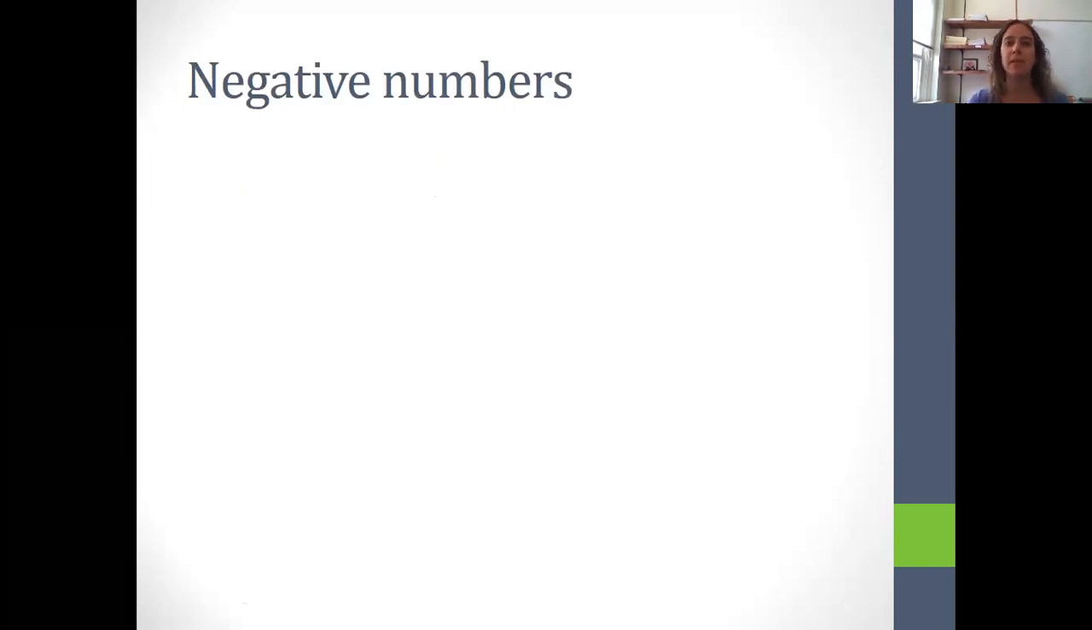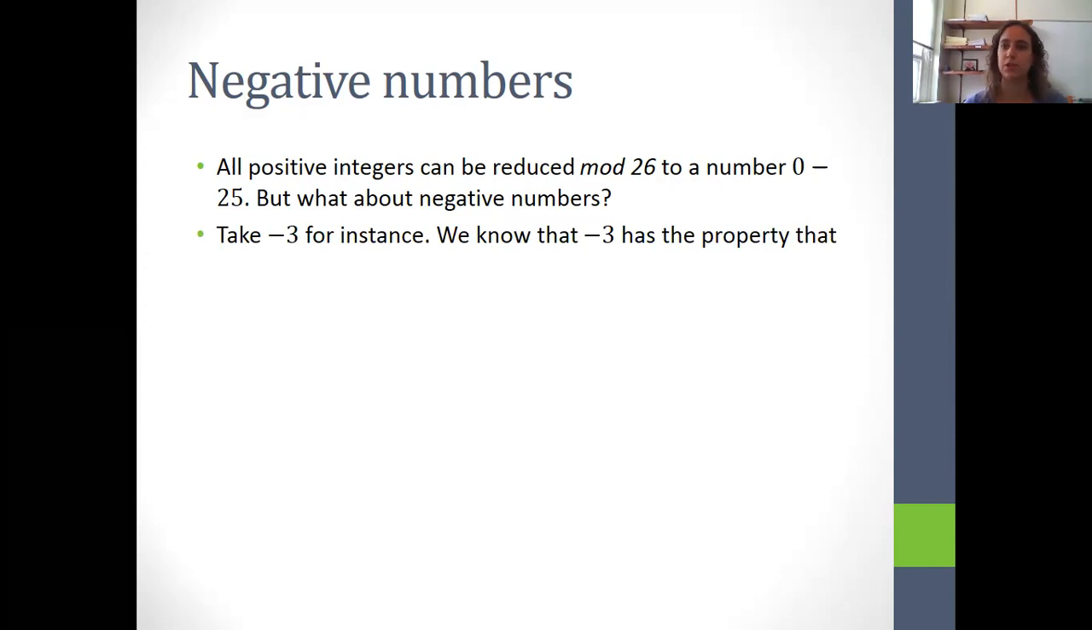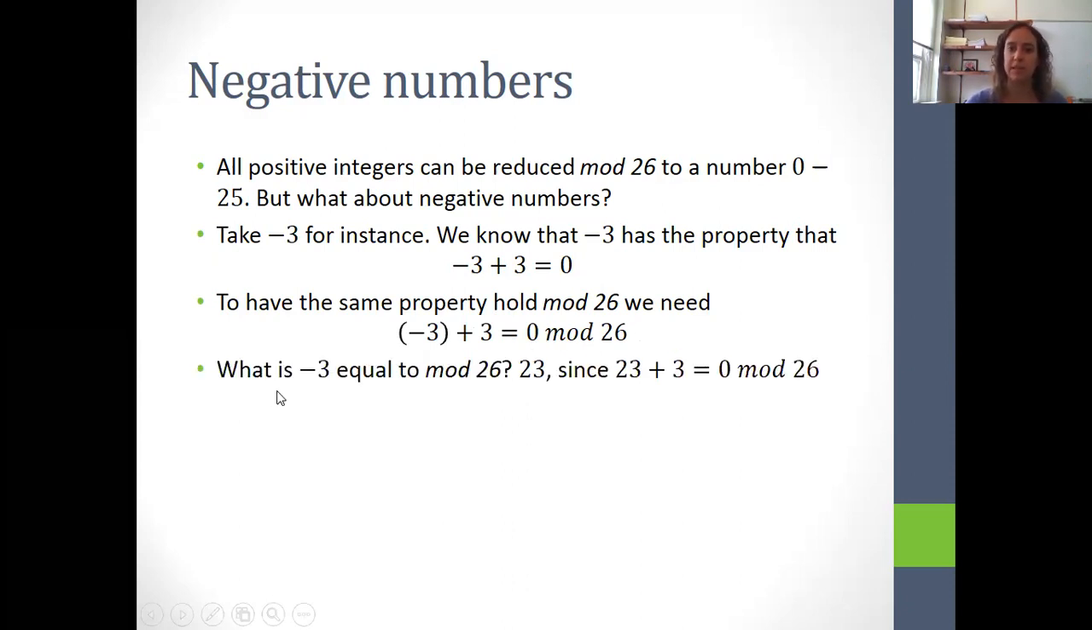All right, but let's briefly talk about negative numbers. So any positive integer that you have can reduce mod 26 to a number 0 through 25. Like I mentioned, you just keep subtracting 26 until you get into that 0 to 25 range. But what about negative numbers? So let's just take negative 3 for an example. We know that negative 3 plus 3 is equal to 0. We want to basically find out what is the equivalent of negative 3 if we're working mod 26. So we want a number that when we add 3 to it, we get 0. So what does that mean?